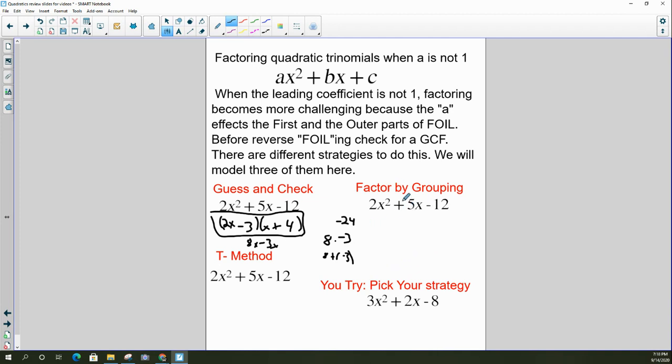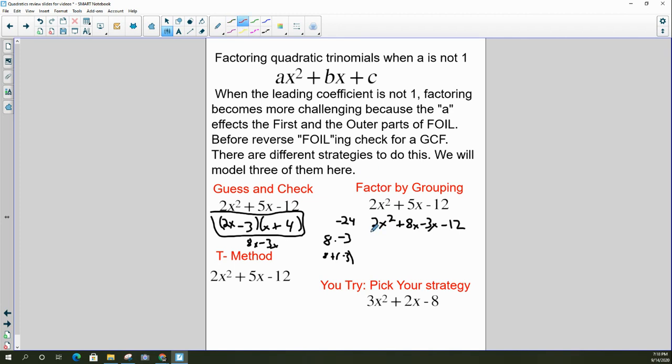I'm going to replace the 5x with 8x minus 3x. So everything's going to look the same. Okay, 2x squared, and now I replace the 5x with 8x minus 3x, the 2 numbers that I just discovered over here, because this is the same expression, right? Because if I simplify this, 8x minus 3x is 5x. Now we're going to do the factor by grouping part.